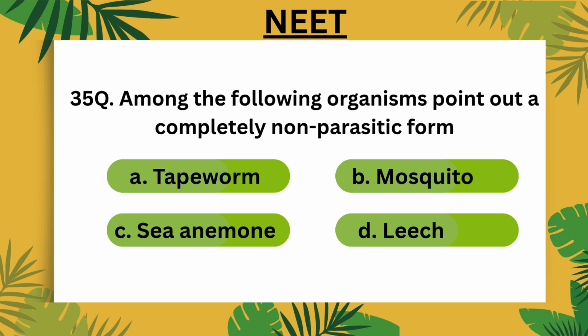Thirty-fifth question. Among the following organisms point out a completely non-parasitic form. A. Tapeworm. B. Mosquito. C. Sea anemone. D. Leech.